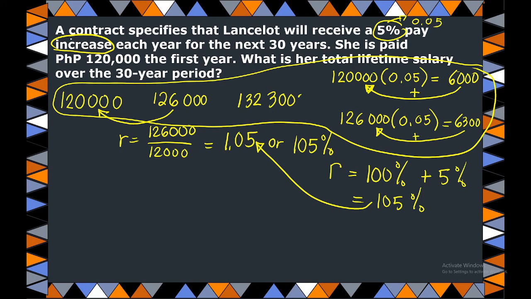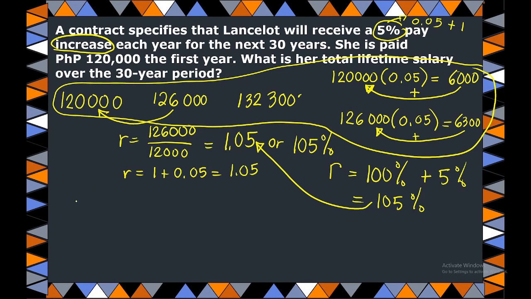Now, here's another technique. If it's the word increase or appreciates, if it's about increasing, we add 1 to the decimal form of 5%, which is 0.05, giving 1.05. Okay? So, meaning, the solution is simply 1 plus 0.05. It will give us 1.05.